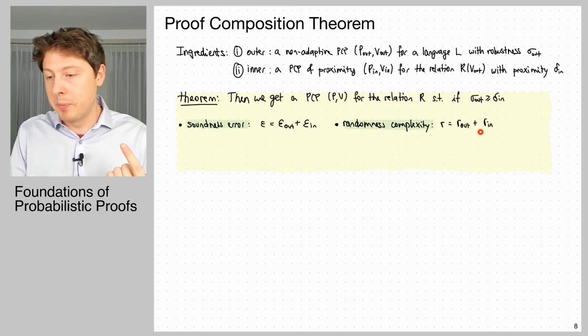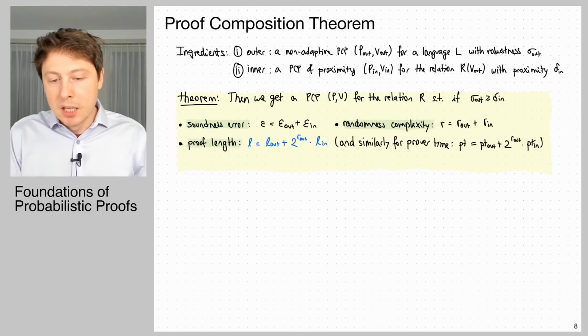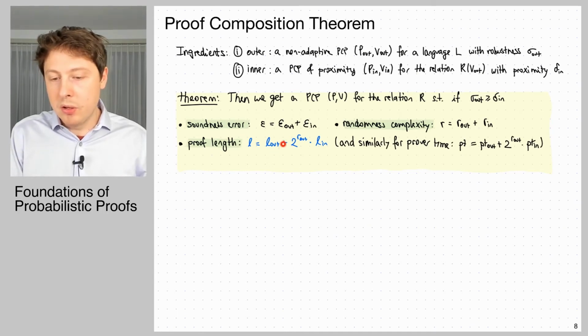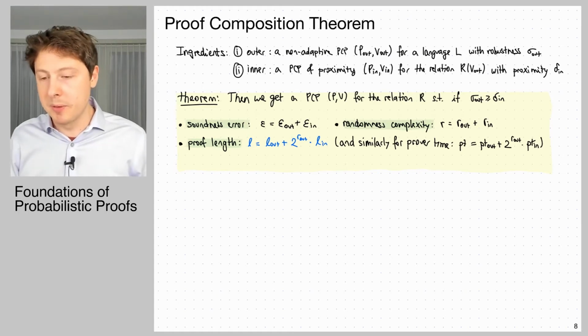So that's a pretty simple relation. Your randomness complexity just adds up. The proof length is, well, you're sending me the outer PCP and a bunch of inner PCPs of proximity. How many of them? Well, 2 to the number of randomness for the outer PCP.